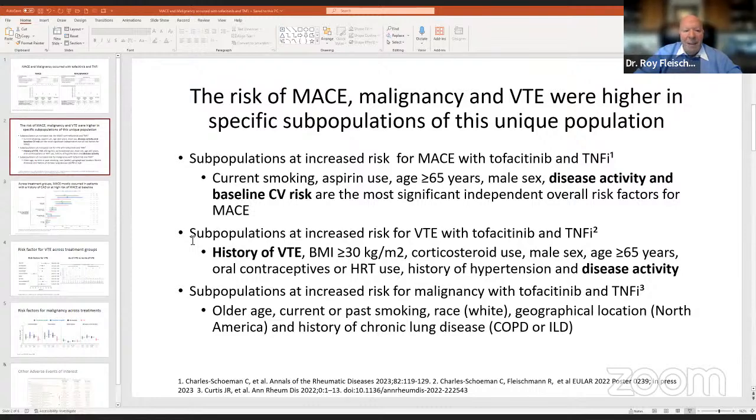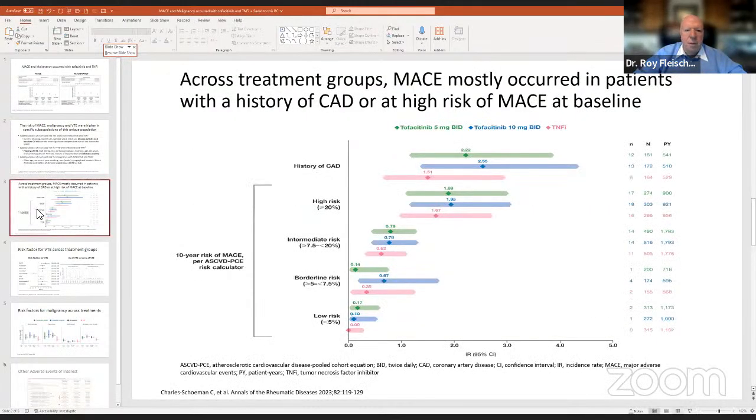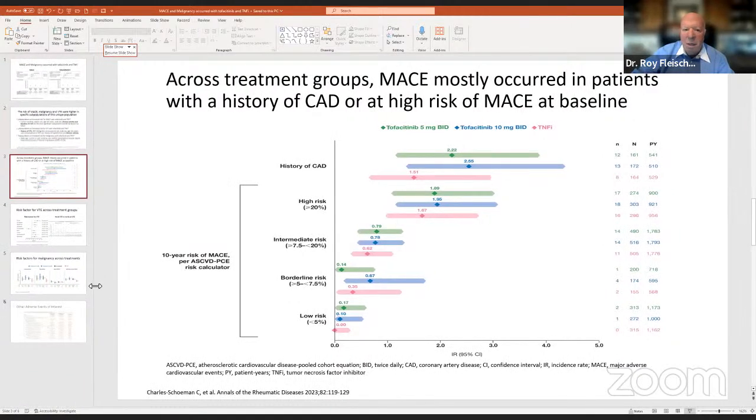The next one is on MACE, and it shows that if you had a previous MI or you have a high risk for an MI, then those are the patients who, as you can see here, if you take a look at the top part of the graph, it was the patients that had a history of coronary artery disease, and it was high to the TNF as well as the TOFA. And if you were high risk, that was also high.